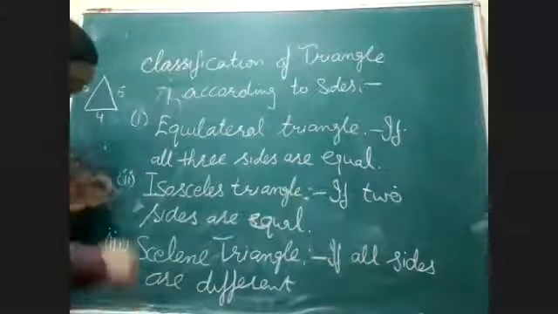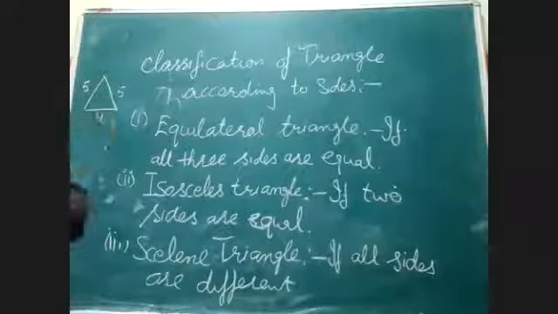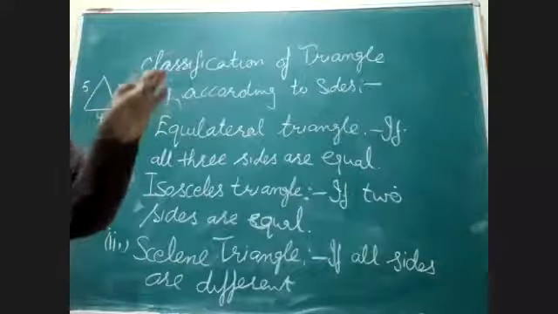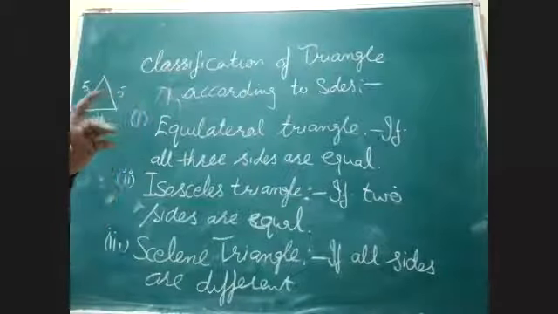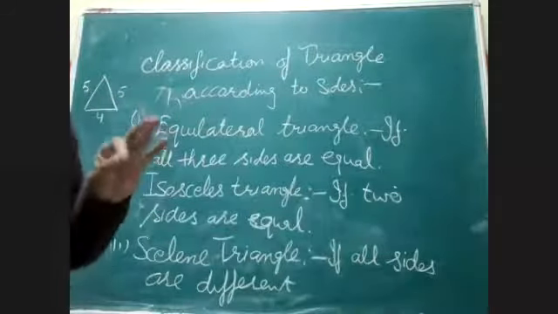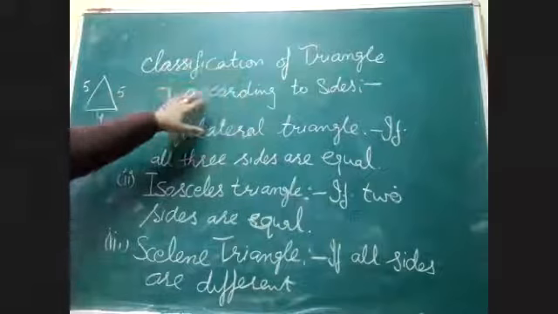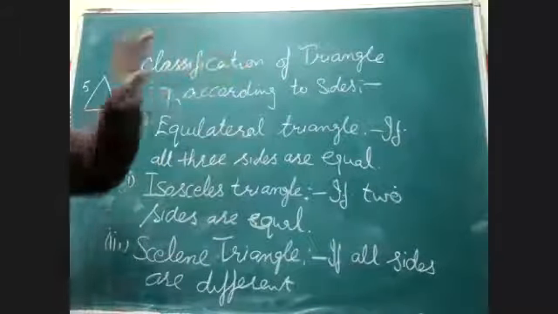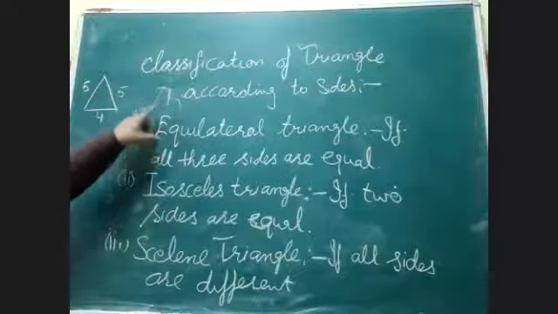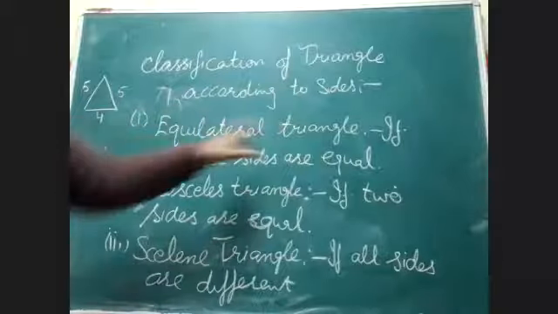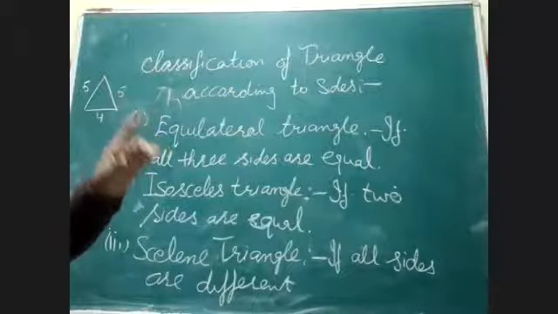Yes, friends. So let's see once again. We can classify triangles in two ways. First is classification of triangles on the basis of sides. Second is classification of triangles on the basis of angles. So first is classification of triangles on the basis of sides. On the basis of sides, we have three types of triangles. First is the equilateral triangle. If all three sides are equal in length, then the triangle is an equilateral triangle.